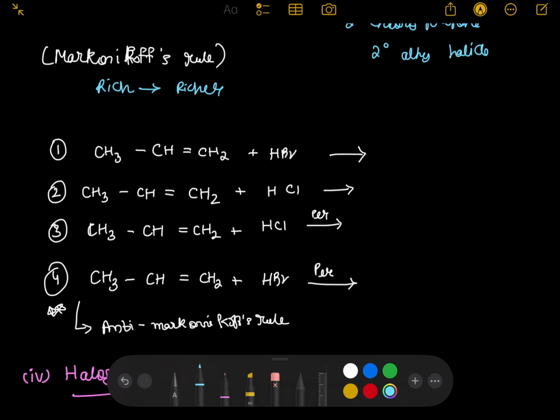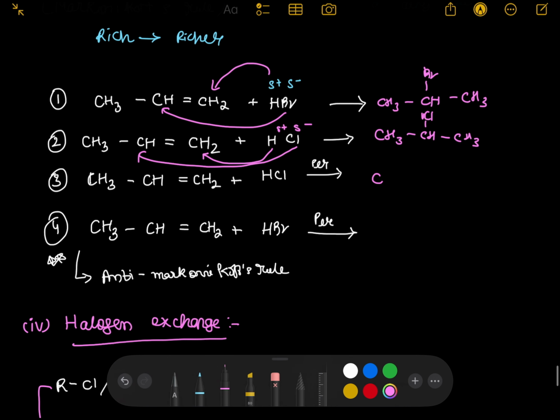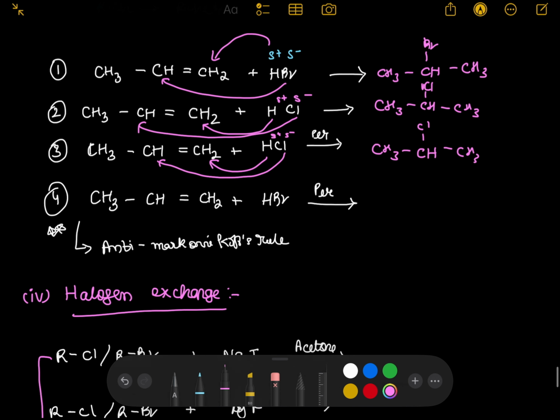Now again, this is propene with HBr. Rich becomes richer. CH3, CHBr, CH3. Same way again, rich becomes richer. Now again, CH3, CHCl, CH3, rich becomes richer. Now there's one exception over here.